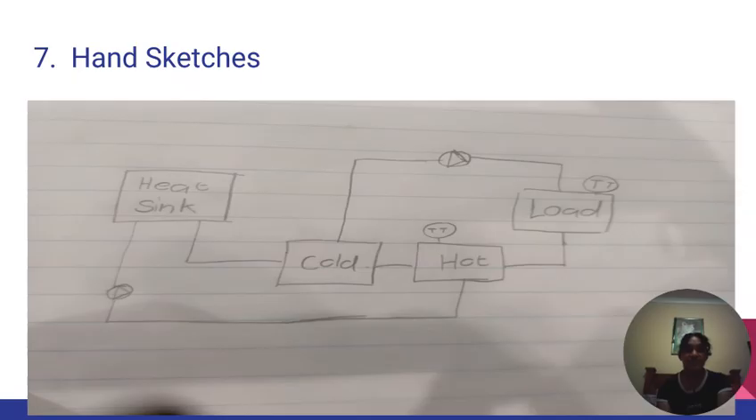Section C. As you can see, this is my hand sketch. You can clearly see the heatsink and the one pump at the bottom, and the cold tank and the hot tank, and the temperature sensors, which currently say TT on my hand sketch, and my load also has a TT, which is another temperature sensor. Then at the top you can clearly see a pump, one of my other pumps.